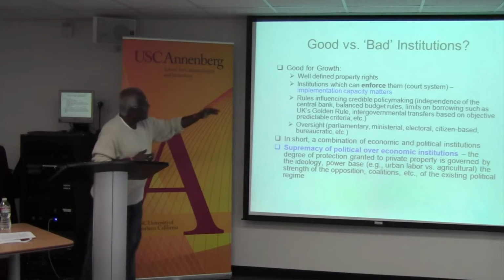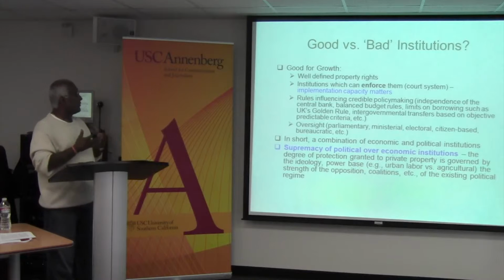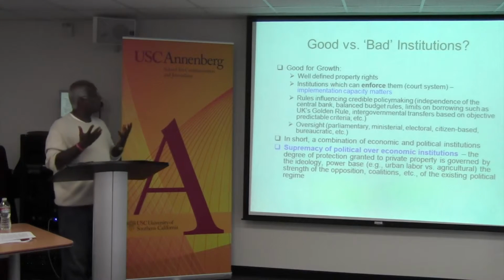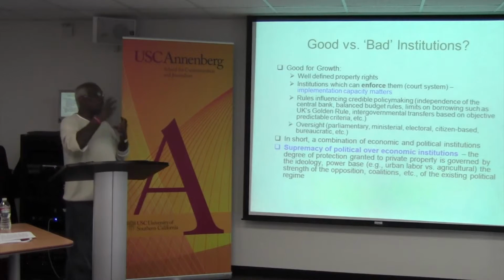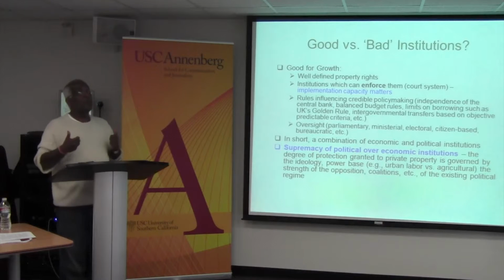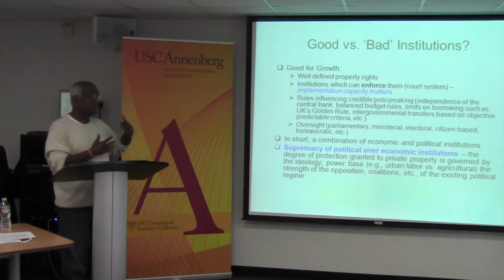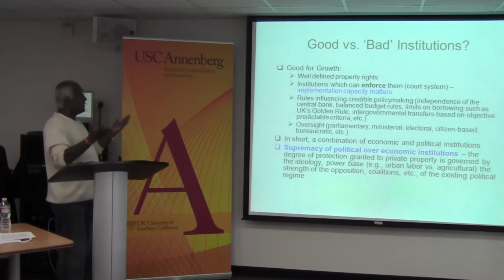Rules influencing credible policymaking, like the independence of the central bank. Why do we always ask the central bank to be independent? Why do we ask for balanced budget rules? Because these are critical institutions that will limit the discretion of any policymaker. And no policymaker can say, well, let's start printing money. Because the central bank governor is supposed to say no, because his only objective is to maintain the monetary policy of the country. Same way the balanced budget.